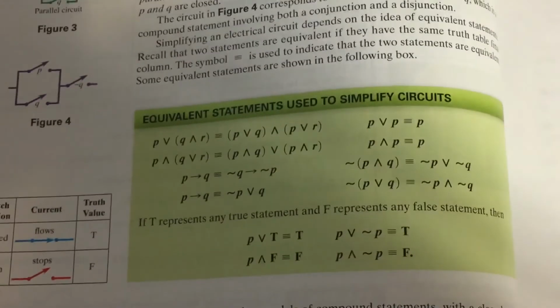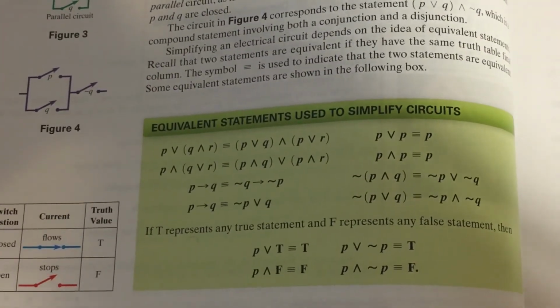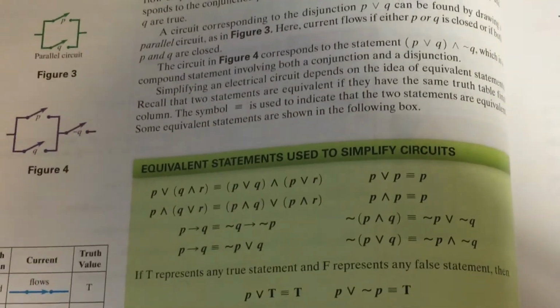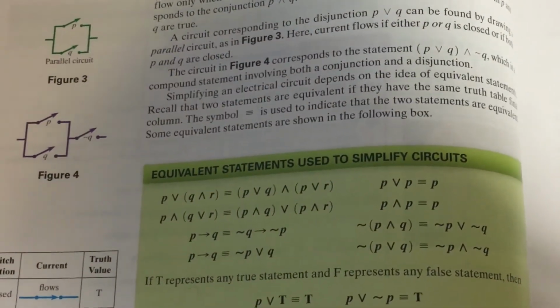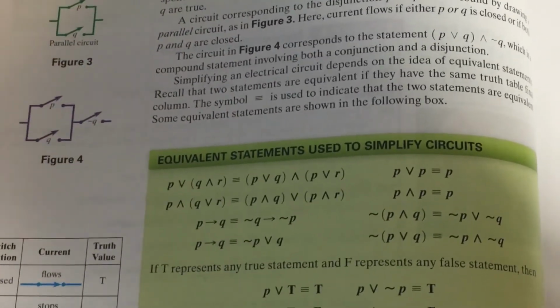Let me kind of pick this up and move this. So right here, this is page 110 in your book. You have this list of equivalent statements that we can use to simplify circuits. And the idea is to take statements of one particular type and swap them out for one that's a simpler type. So what do we have in our example?